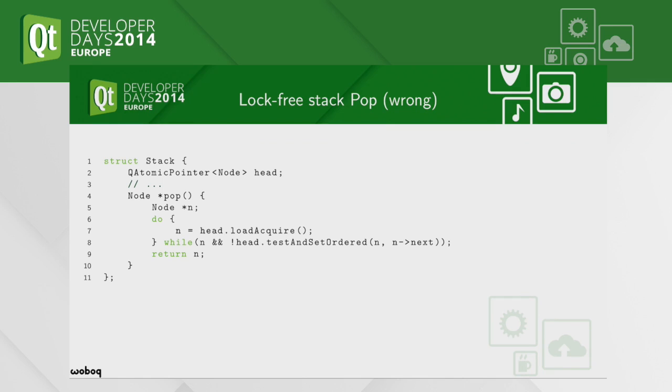The first one is that we read the current head that points to a node, but then right after we've read it, other threads come and pop the node and maybe delete the node, destroy the node because they've finished with it. But here we're going to call n arrow next, so we want to access the node even though maybe the node has already been destroyed. So that's the first problem.